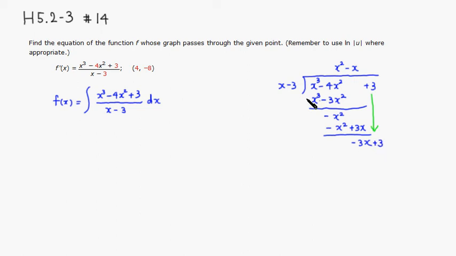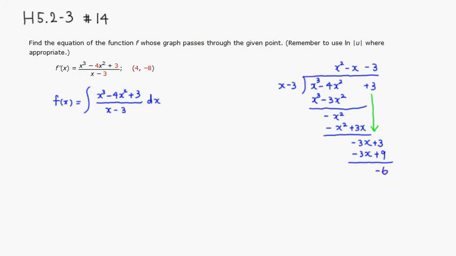Then ask yourself, how many x's can we squeeze into negative 3x? We put the negative 3, so it's a negative 3x. And negative 3 times negative 3 would be positive 9. Then we do a subtraction: 3 minus 9 would be negative 6.